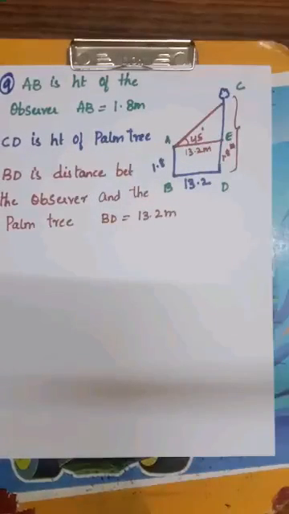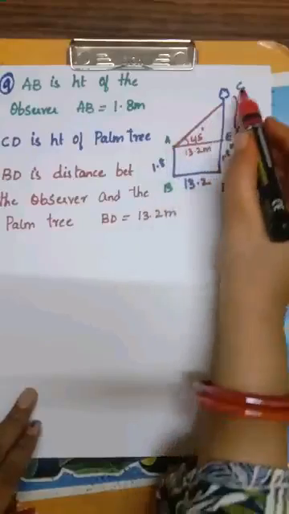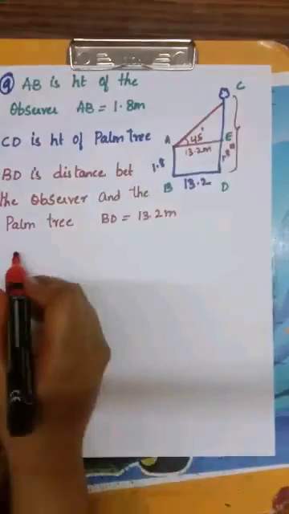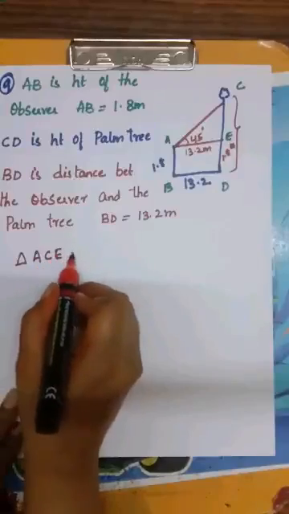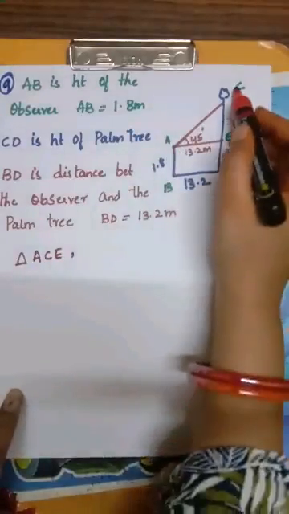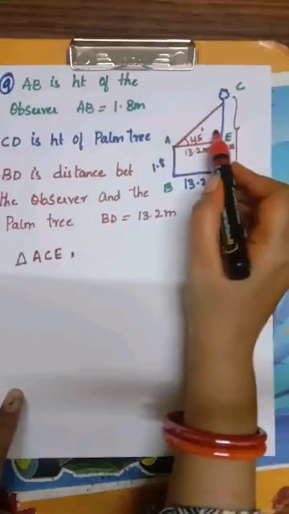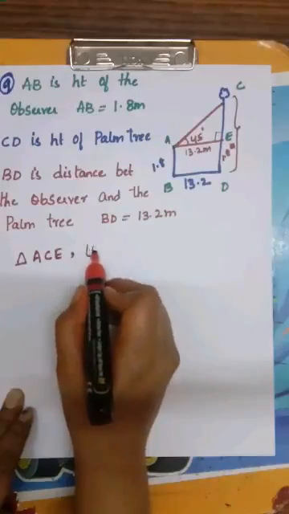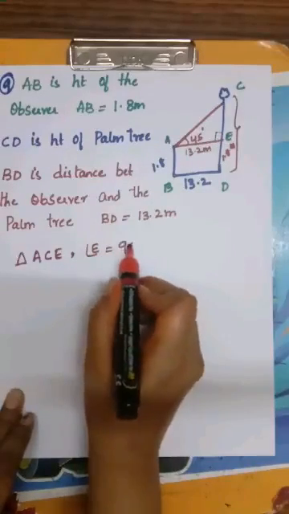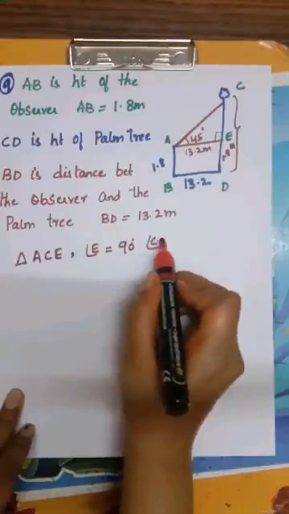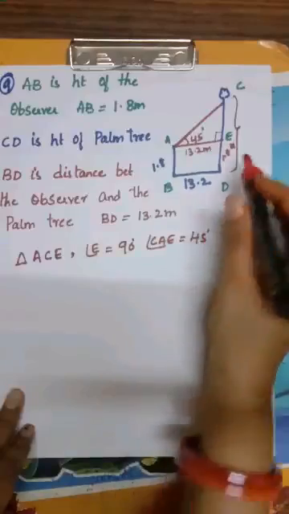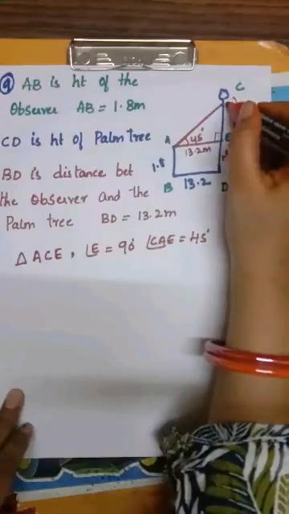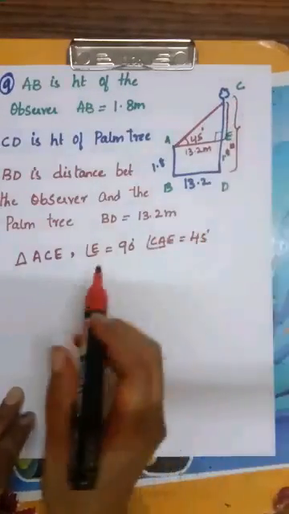Now consider the triangle. हम कौन सा वाला triangle consider कर रहे हैं? Consider triangle ACE. We know that AE is perpendicular to CD. So that means this is 90 degrees. Angle E is equals to 90 degrees. And angle CAE is equals to 45 degrees. When we are considering this triangle हमको CE फाइंड करना है.